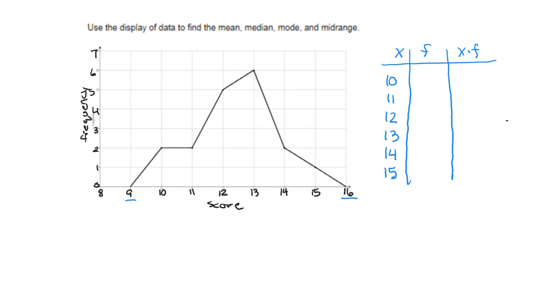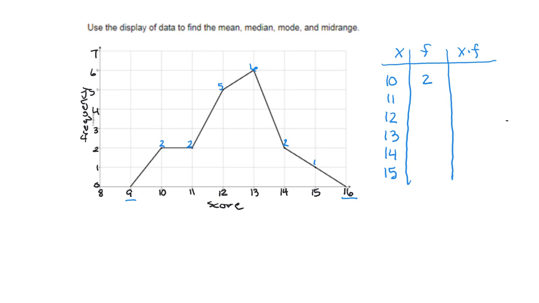If we had to draw a histogram, the 9 and the 16 would not be included because there's no height or frequency for them. So for 10, we're looking at a height of 2. I'm going to place my 2 right here for my frequency. 11 has a height of 2. And 12 has a height of 5. 13 has a height of 6. 14 has a height of 2. Remember, I'm comparing this with my y-axis. And 15 has a height of 1.